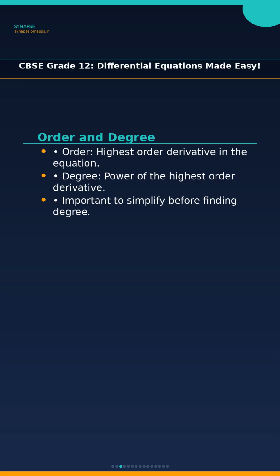The order is just the highest derivative you see in the equation. The degree is the power of that highest derivative, but only after you've gotten rid of any square roots or fractions. It's like finding the strongest ingredient in a recipe.